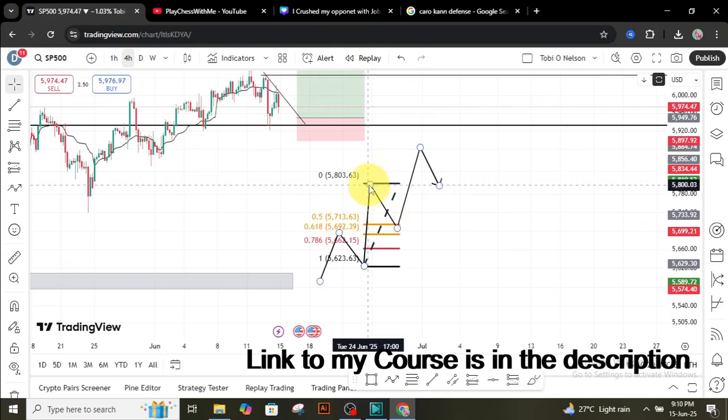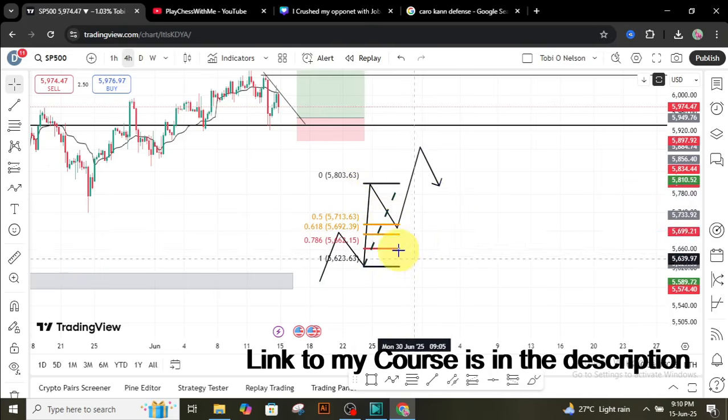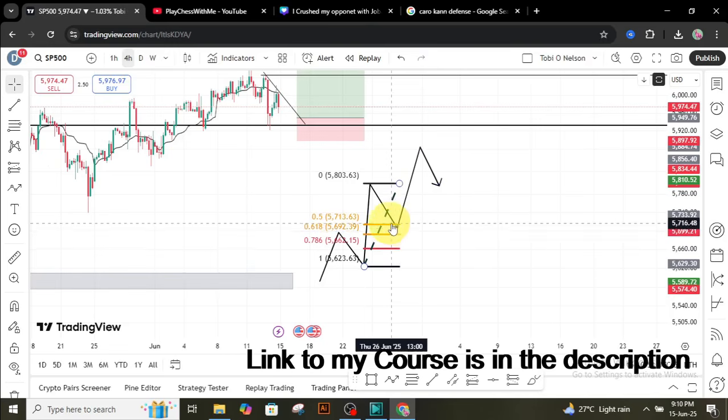Then when the retracement happens, you can see the retracement comes down to touch these two areas. The first one is 0.5 and the second one is 0.61. These two areas are what people call the golden zones, and those are my major points of interest. I want the market to retrace down to either 0.5 or 0.6 before I can take a buy position.